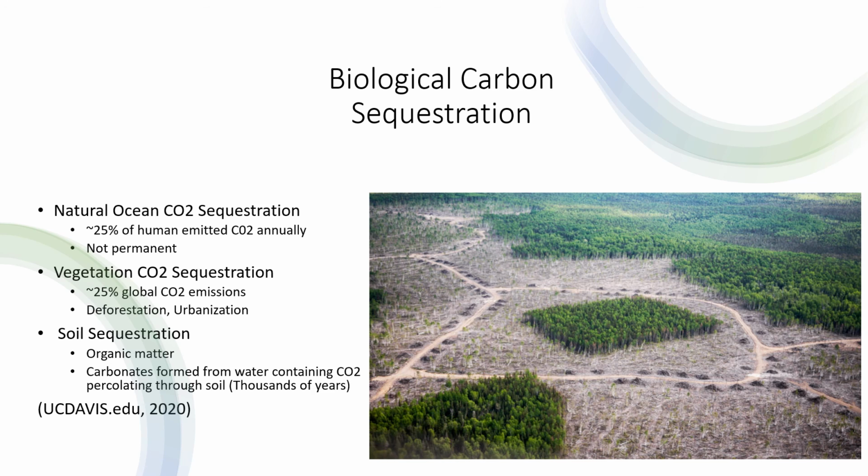There's also soil sequestration, which kind of goes along with the vegetation sequestration, where once plants and vegetation die, the organic matter locks away carbon in the ground. And this can also happen naturally, where carbonates are formed from water containing CO2 percolating through the soil, and stores the CO2 in the soil, but this takes thousands of years.